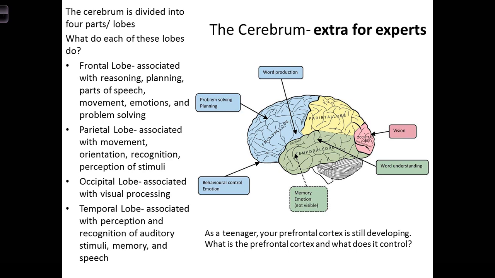So this is really where, I guess, it's not just speech in terms of controlling our mouth, but also where the dictionary is, where we associate words with meanings and all those sorts of things. So it's associated with auditory perception as well, kind of the language center of the brain.